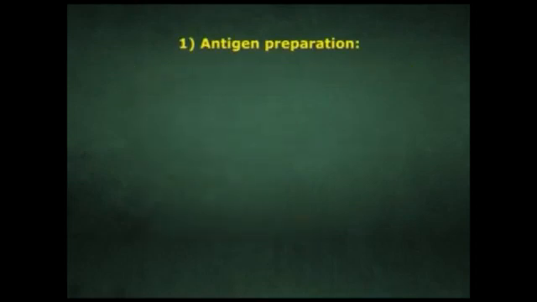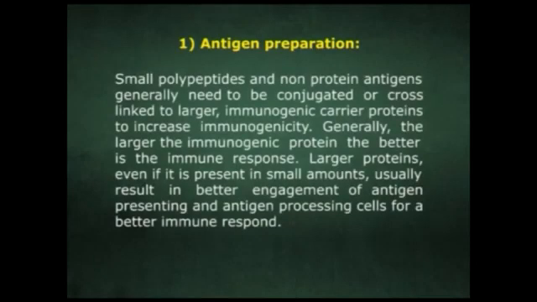Coming to the first one, that is antigen preparation. Small polypeptides and non-protein antigens generally need to be conjugated or cross-linked to larger immunogenic carrier proteins to increase immunogenicity. Generally, the larger the immunogenic protein, the better is the immune response. Larger proteins, even if present in small amounts, usually result in better engagement of antigen presenting and antigen processing cells for a better immune response.